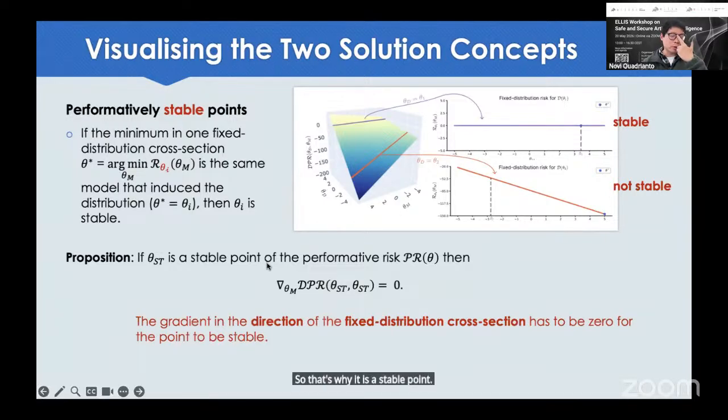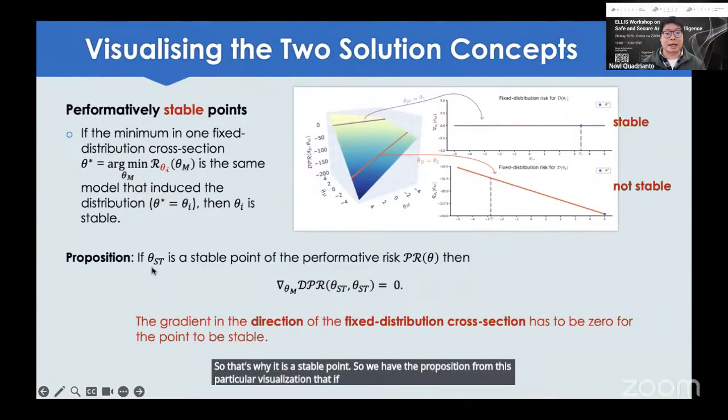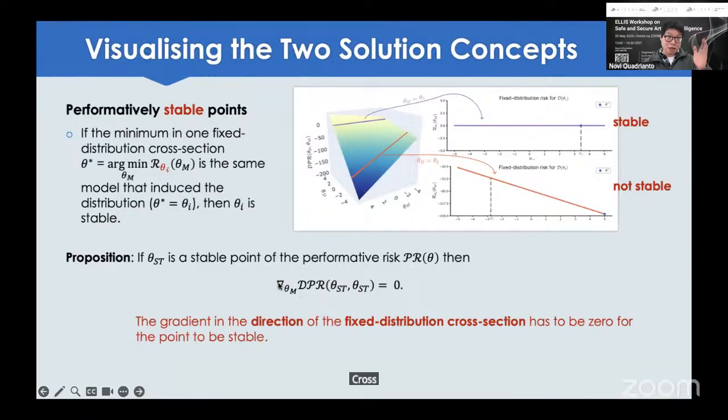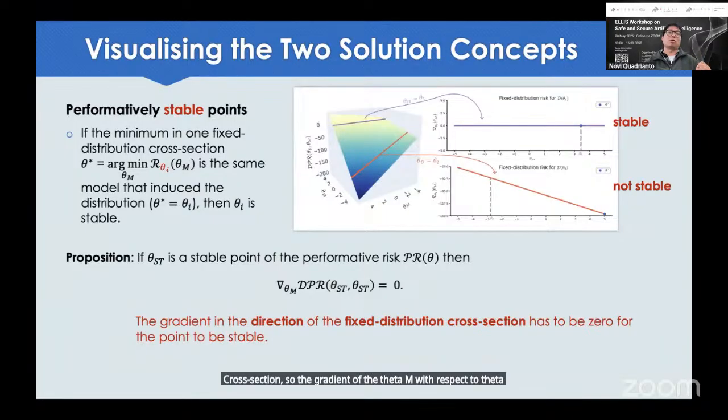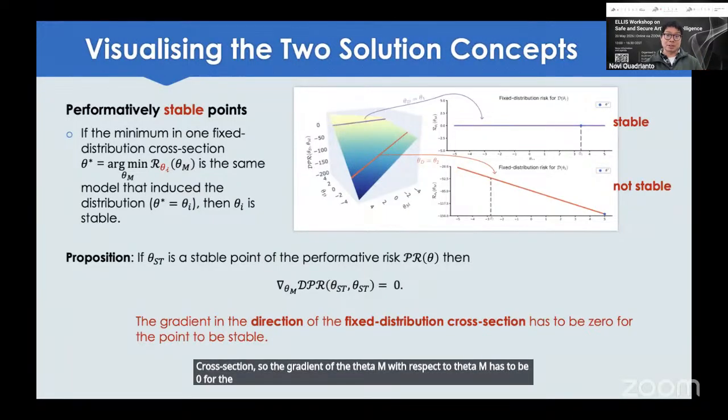So we have the proposition from this visualization that if a particular point is a stable point of the performative risk, then the gradient in the direction of the fixed distribution cross-section, so the gradient with respect to theta m, has to be 0 for the point to be stable.